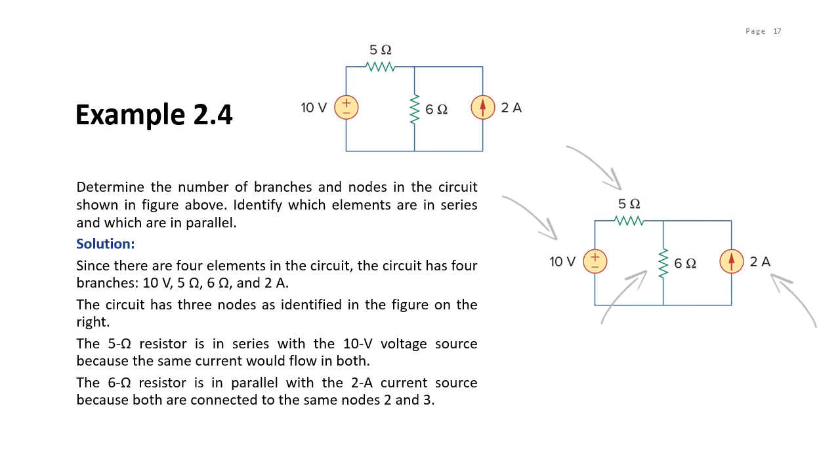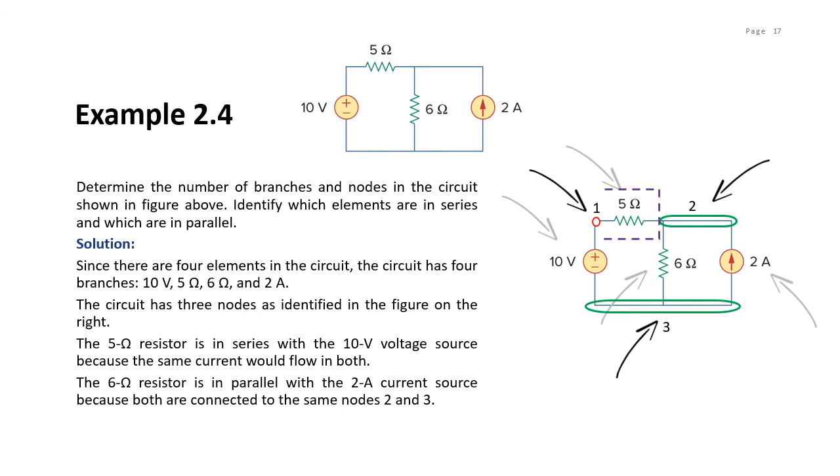And the circuit has 3 nodes as identified in this figure: 1, 2 and 3. The 5 ohm resistor is in series with the 10 volt voltage source because the same current would flow in both. And the 6 ohm resistor is in parallel with the 2 ampere current source because both are connected to the same nodes 2 and 3.